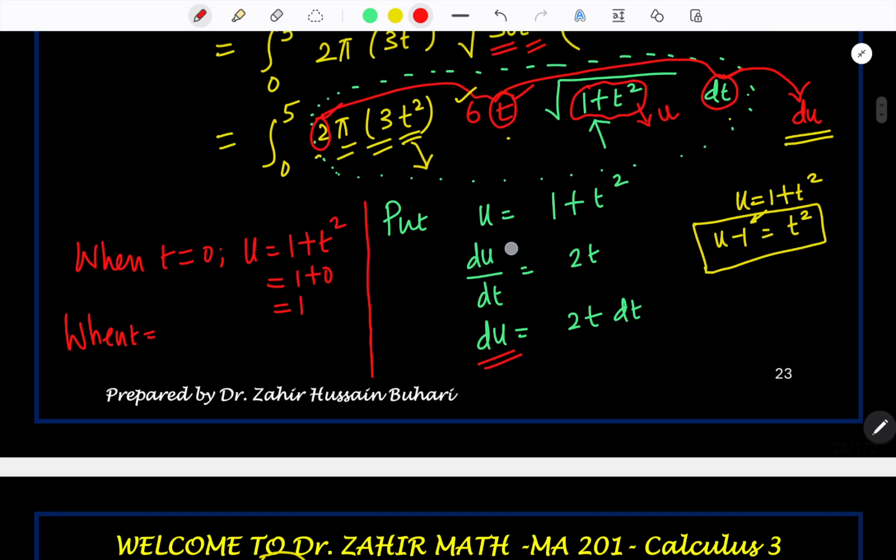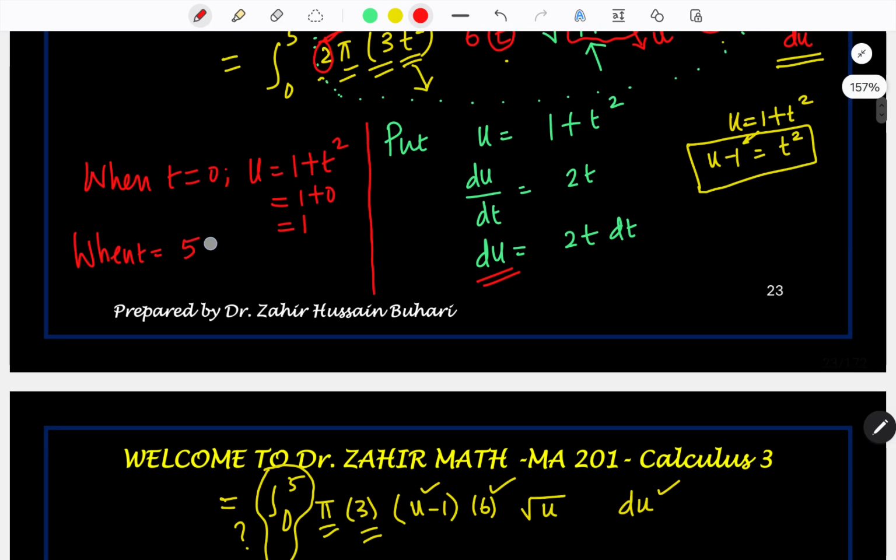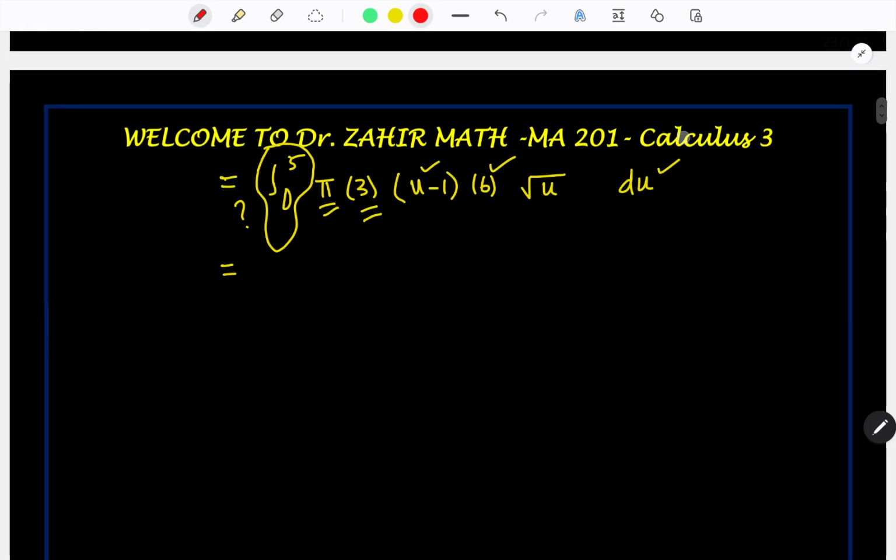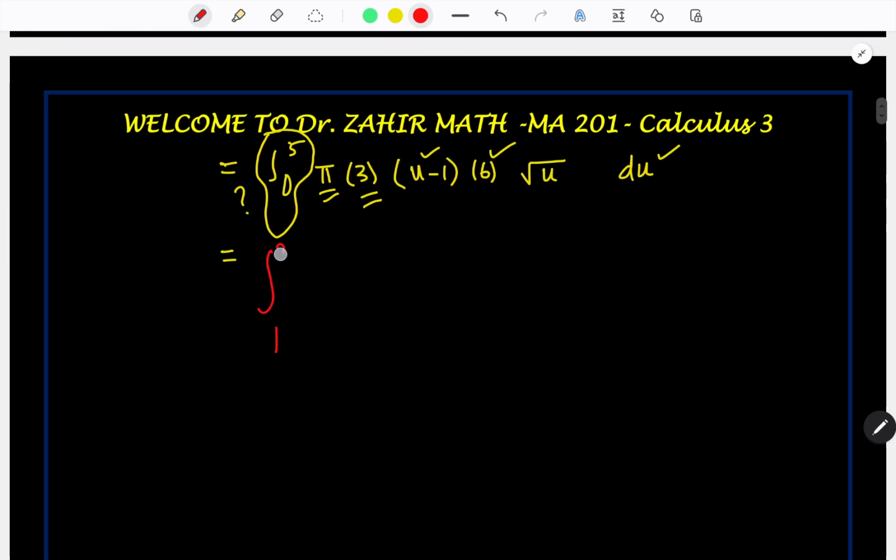When t is equal to 5, u is equal to 1 plus t square, which is 1 plus 5 square, which is equal to 26. So the limits go from 1 to 26. So it goes as integral 1 to 26, 6 times 3, which is going to become 18, and then pi. Then the next is u minus 1 square root of u into du. Is it okay, everybody? Clear now?